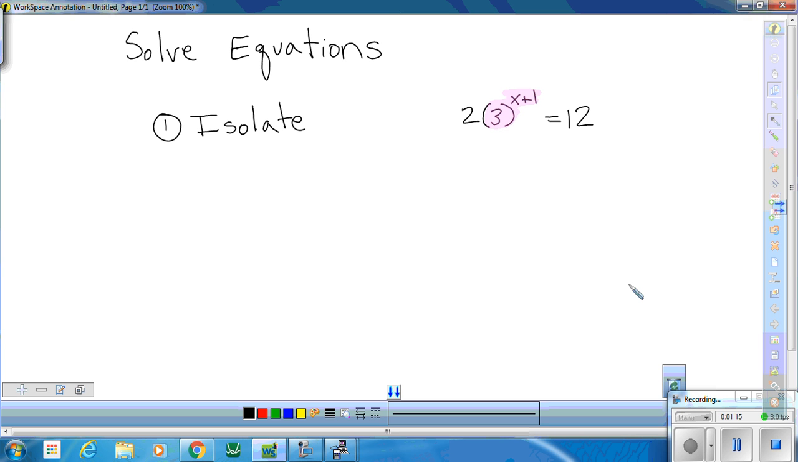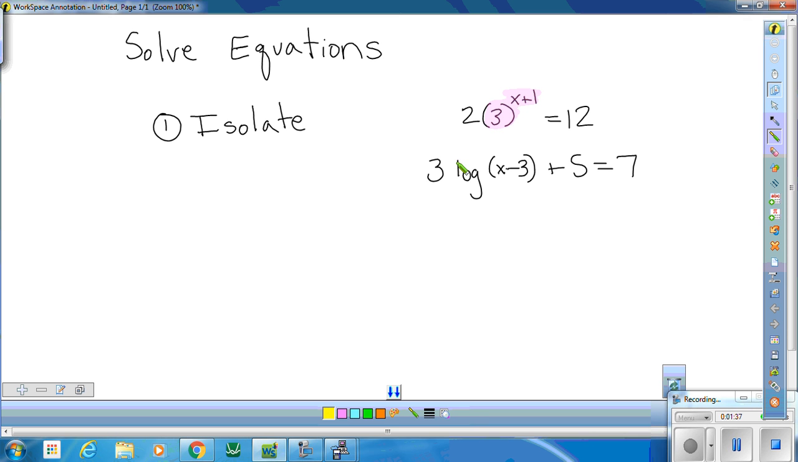I could have to add, subtract, multiply, or divide, but I'm going to have to do whatever it takes to get everything that's not the exponential moved to the other side. When we talk about logs, if I have something that looks like this and I'm trying to isolate the log, I'm interested in only the log and what is inside of the log. Everything else is fluff, but I want to isolate that log and get it by itself. So I might have to subtract the 5, divide by the 3. I'm going to do whatever it takes to get that log by itself. So step number 1 is to isolate.